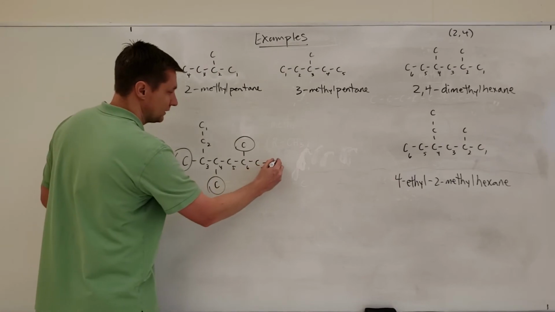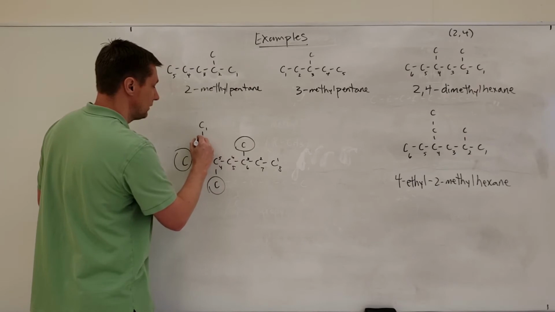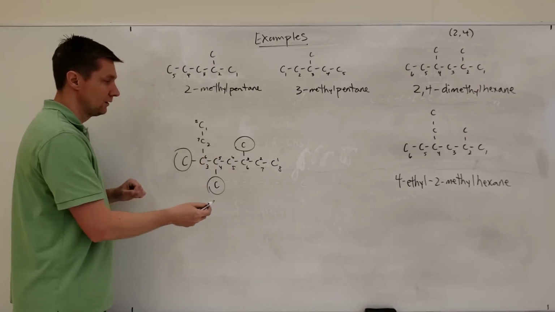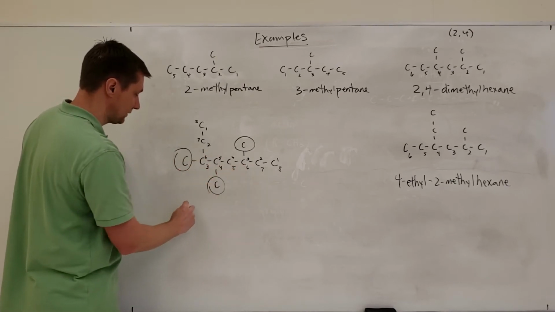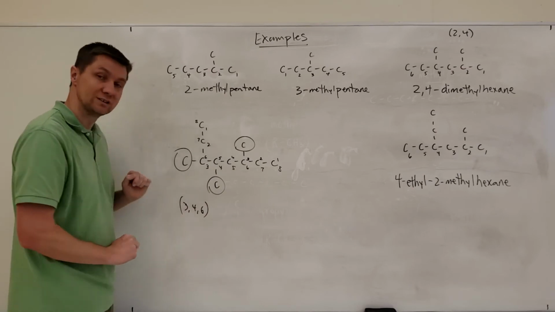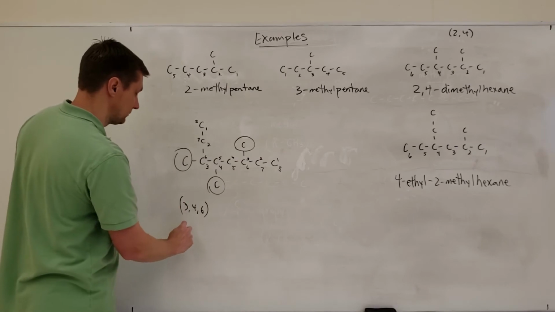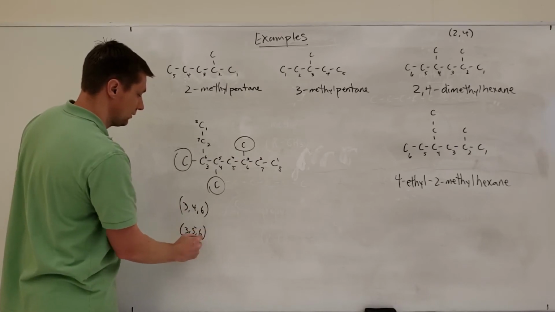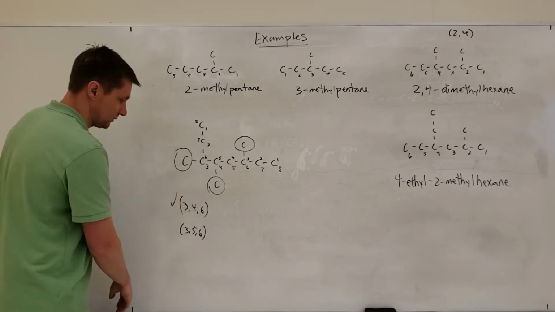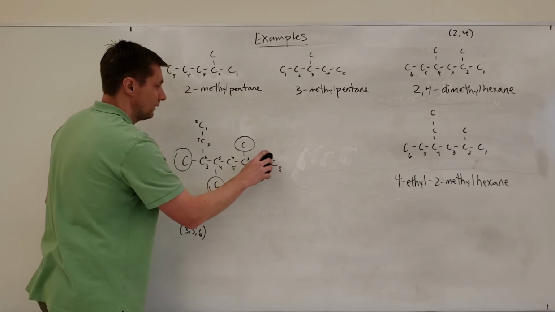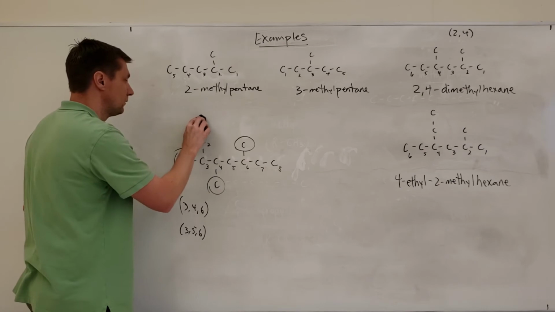So if I were to number this like this, 1, 2, 3, 4, 5, 6, 7, 8, then I can take a look at my two sets of numbers. So for this one, I've got 3, 4, and 6. That's one set of numbers. And this one, I've got 3, 5, and 6. So you can see that the first set of numbering is the one that I want. That's the lower set of numbers, and so that's the one I'm going to go with. So I can get rid of these other numbers here that are in the way, so they're not confusing.